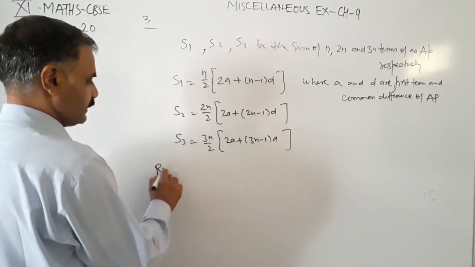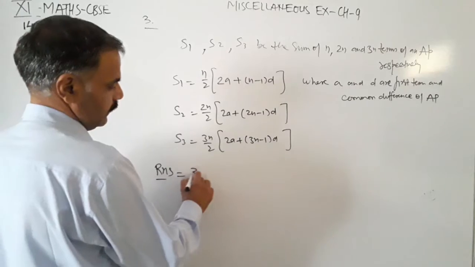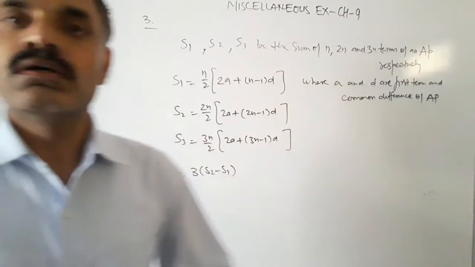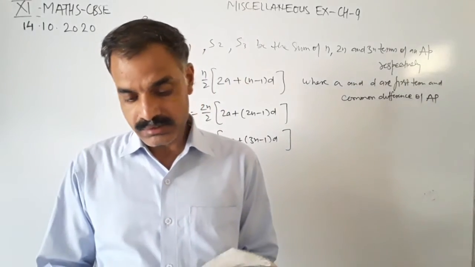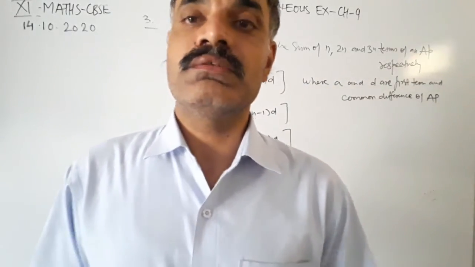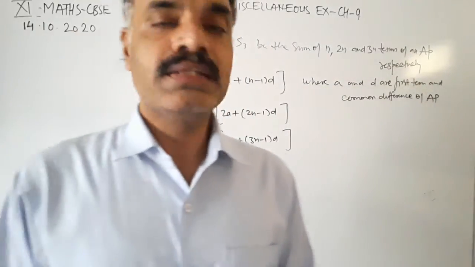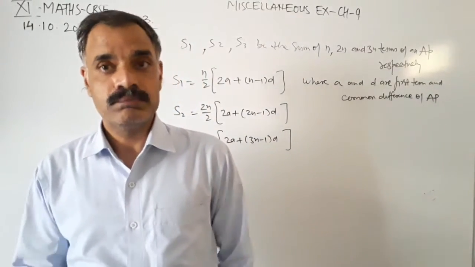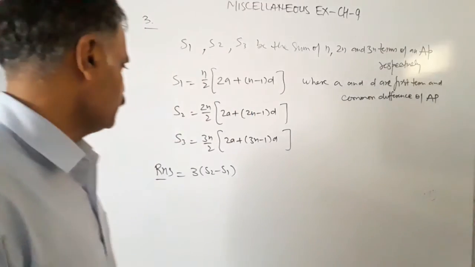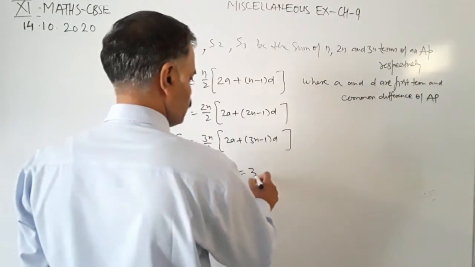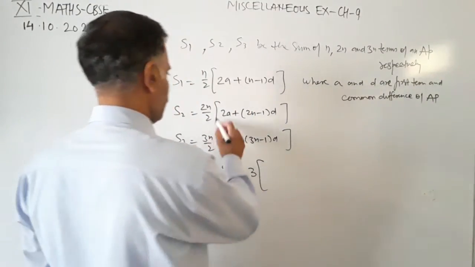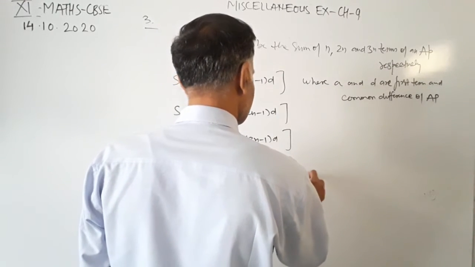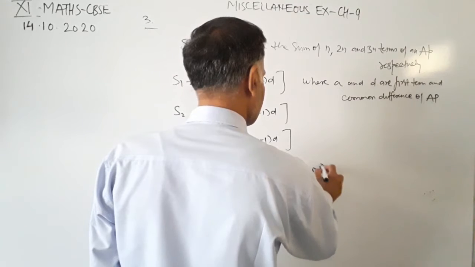Now the right hand side is equal to 3 into (S2 minus S1), and this should be equal to S3. This we want to prove. So 3 into (S2 minus S1). S2 is 2n by 2 into (2a plus (2n-1) into d).